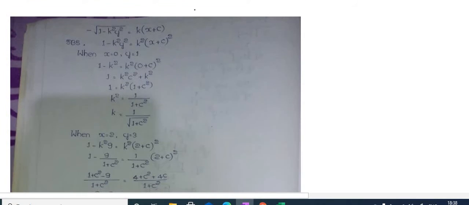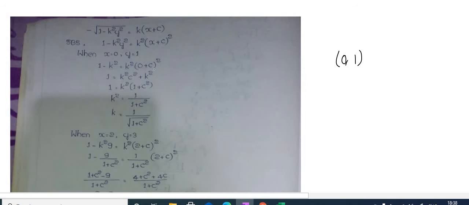Again take cross multiplication, again squaring on both sides. So minus becomes plus, root and square get cancelled. Here we are getting k square x plus c whole square. Here they are given x equal to 0, y equal to 1. They gave 0 comma 1. That means x is 0, y is 1. Substitute x 0 and y 1. Then you are going to get this one.